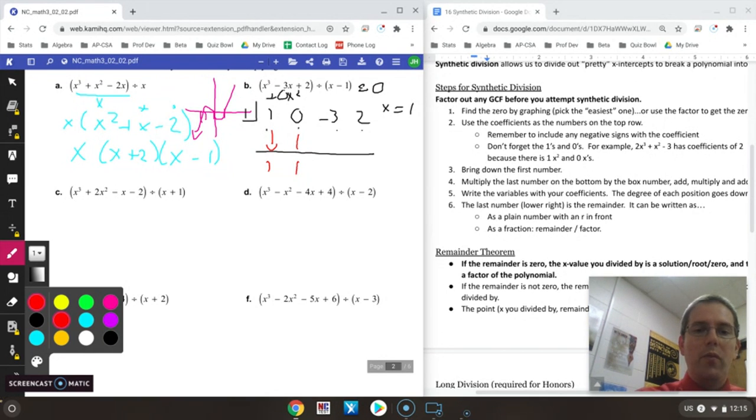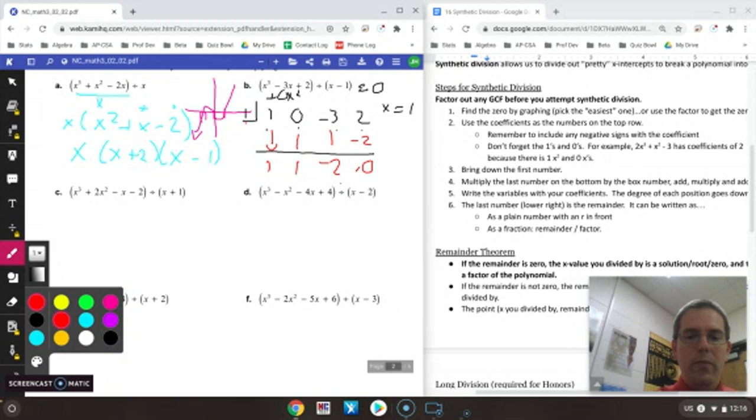I'll multiply again. 1 times 1 is 1. Negative 3 plus 1 is negative 2. Multiply again. Negative 2 times 1 is negative 2. I add and I get a 0. Now this 0 on the end is my remainder.